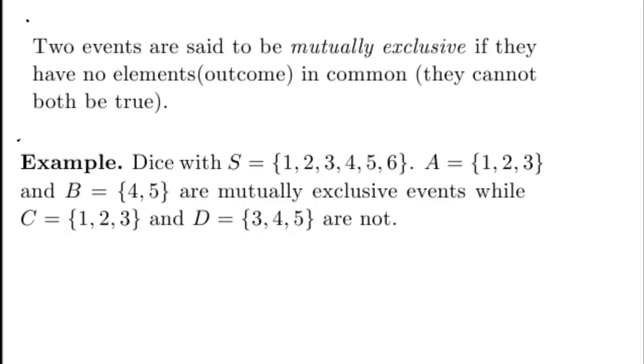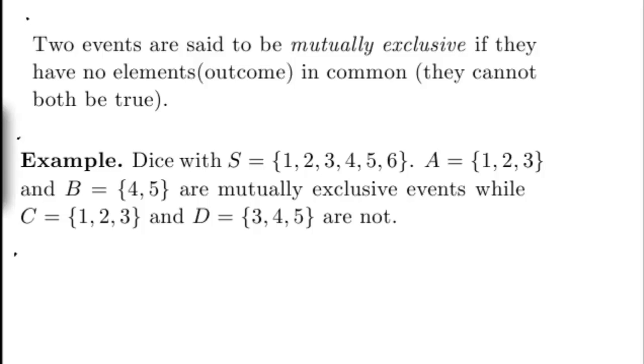C and D, on the other hand, are not mutually exclusive. They have the number 3 in common. So for the events C and D, it is possible that they are both true at the same time. If I roll a 3, then both of them will be true.